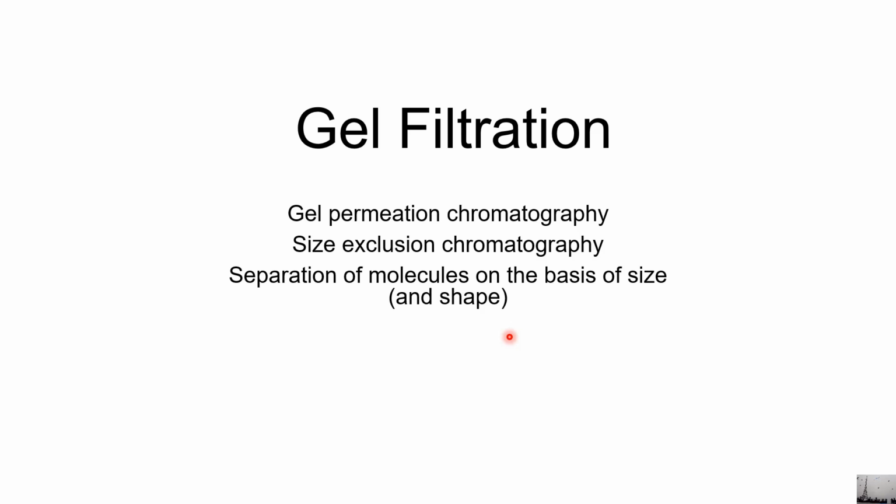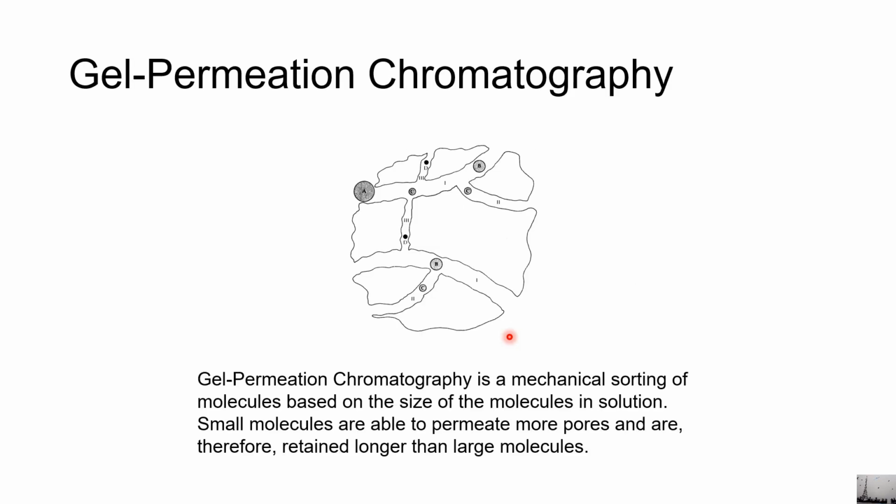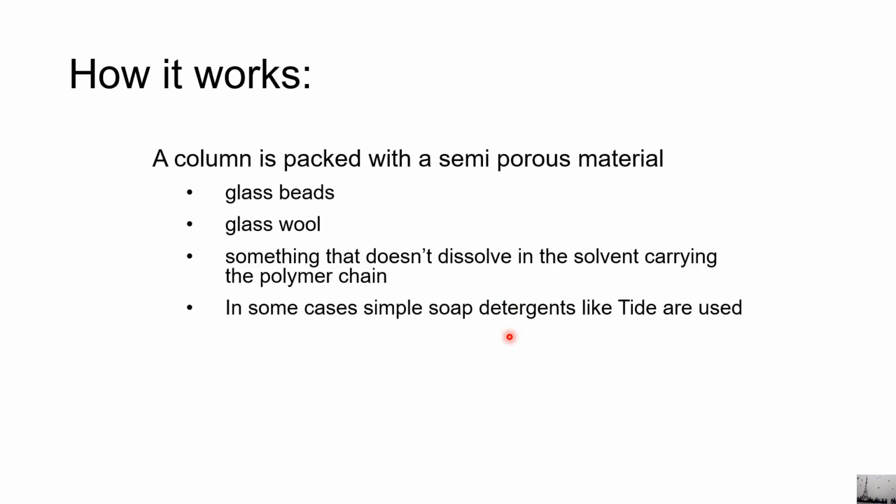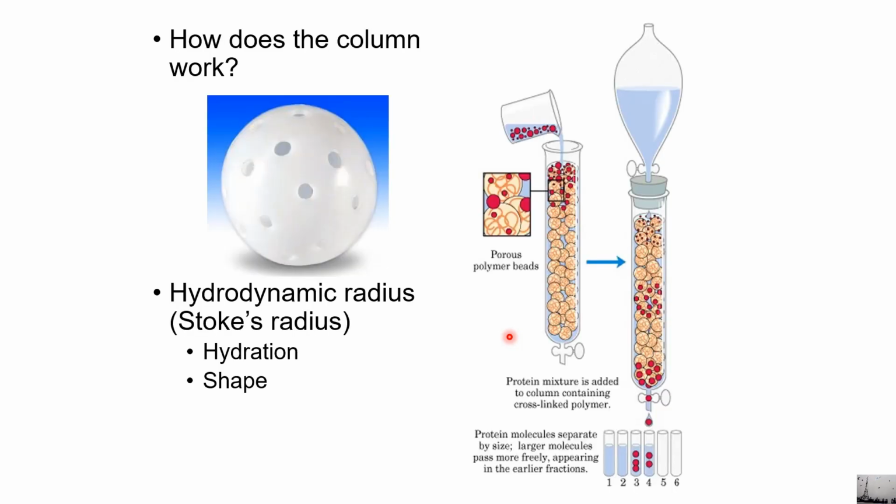Okay. So gel filtration, we have already talked about in detail. It's a mechanical sorting of molecules based on the size of the molecules in the solution. Small molecules will be able to permeate more pores and are therefore retained longer than the large molecules. How it works: a column will be packed with a semi-porous material, glass beads or glass wool, something that doesn't dissolve in the solvent carrying the polymer chain. In some cases, even simple soap detergents like Tide can be used.